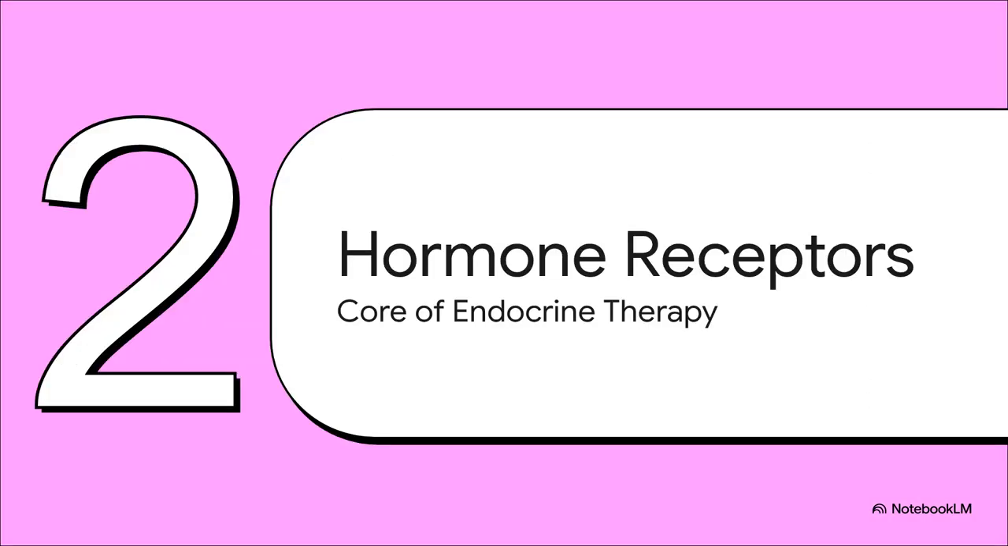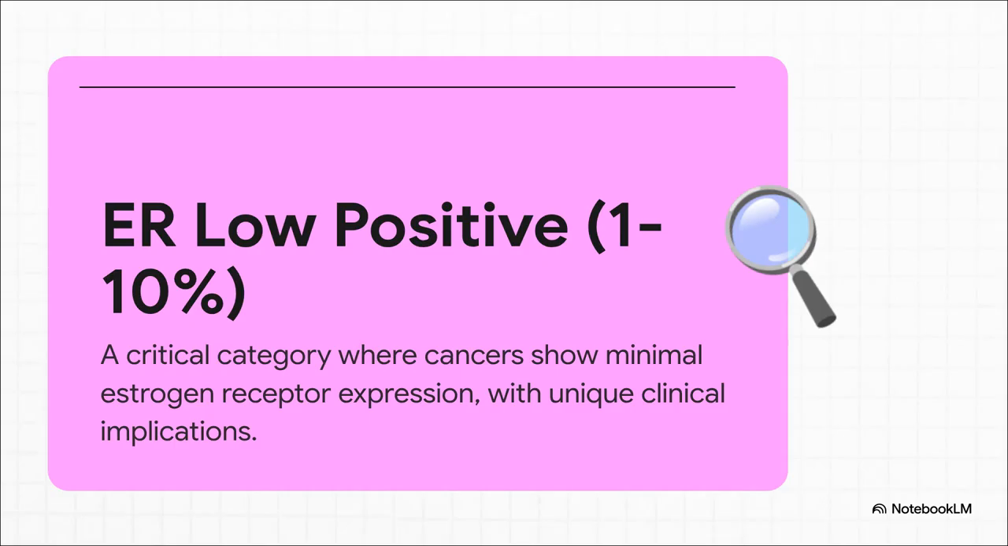Okay, let's get into the actual biomarkers, starting with the two big ones, estrogen and progesterone receptors, or ER and PGR. Nailing this part of the report is a huge part of your job because it's what tells the oncologist whether the patient can even get endocrine therapy. Now, within ER reporting, there's this really important gray area you have to get comfortable with. It's called ER low positive.